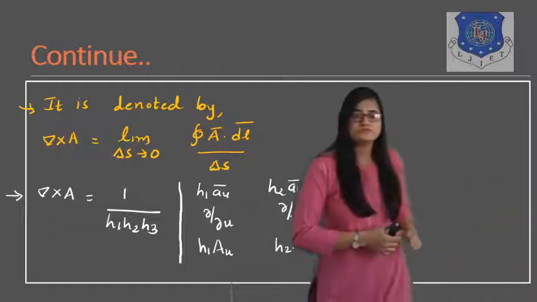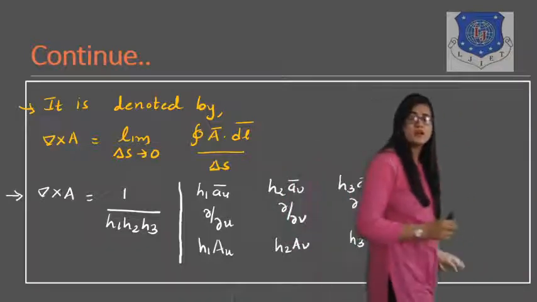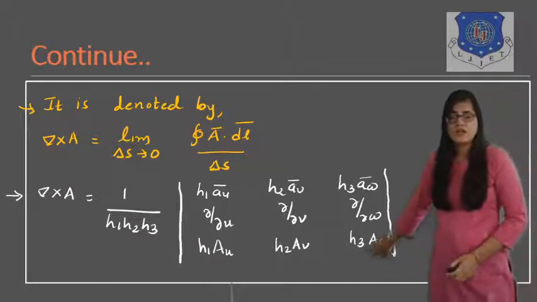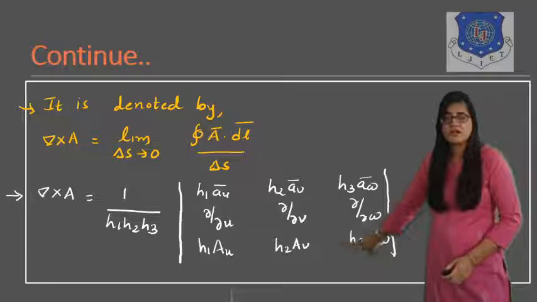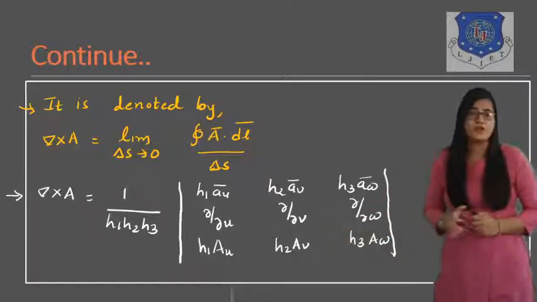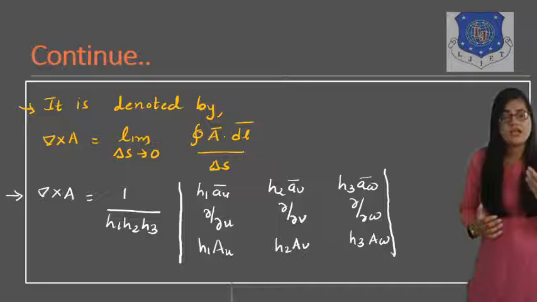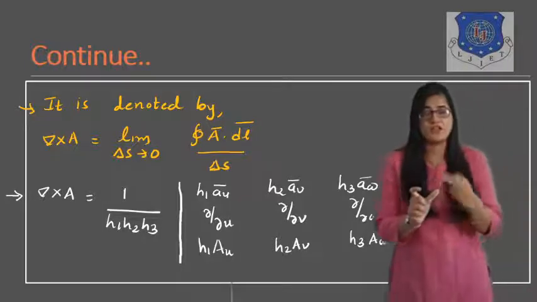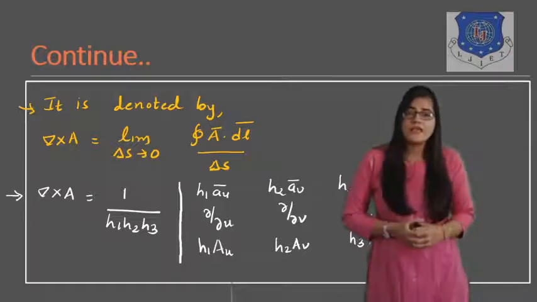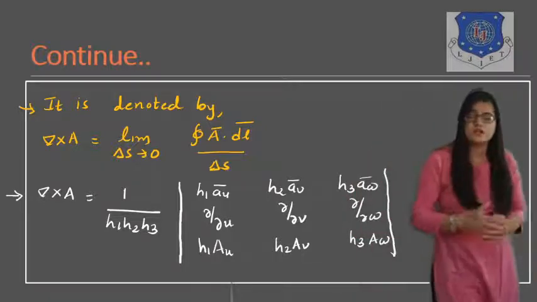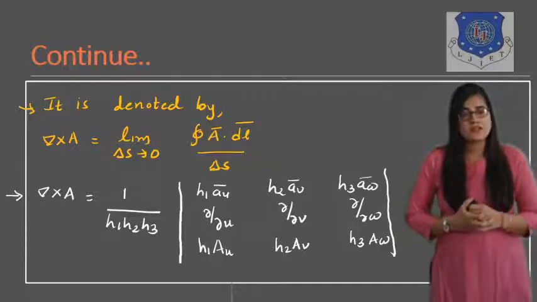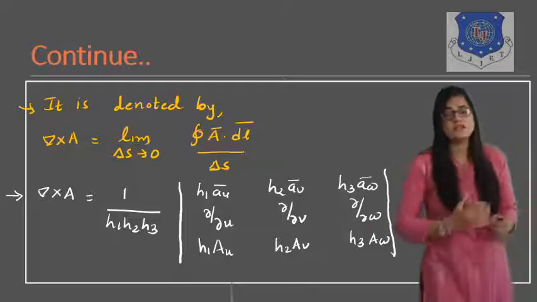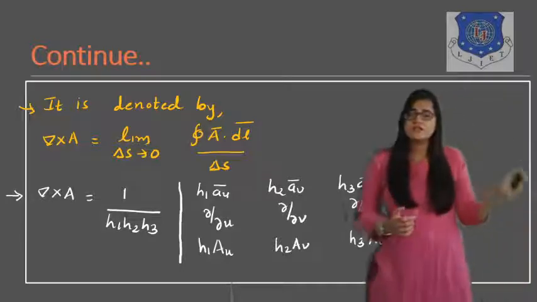In the third row, the coefficients are multiplied with the complete multiplier of that coordinate system. Means Au, Av and Aw are multiplied with the particular multiplier, that is h1, h2 and h3. Now we already have the values of h1, h2, h3 and u, v, w from the divergence and gradient. So let's write the equation for each case of the Cartesian, cylindrical and spherical.